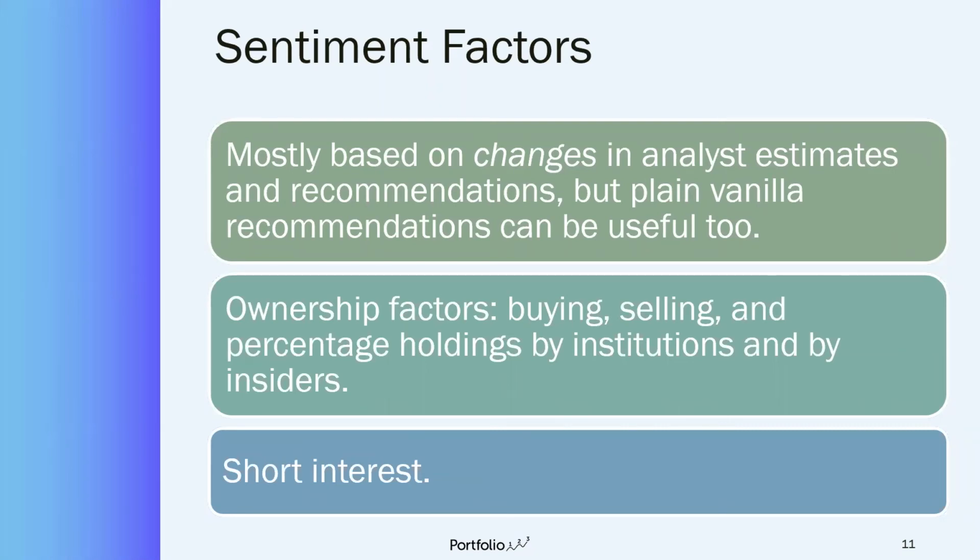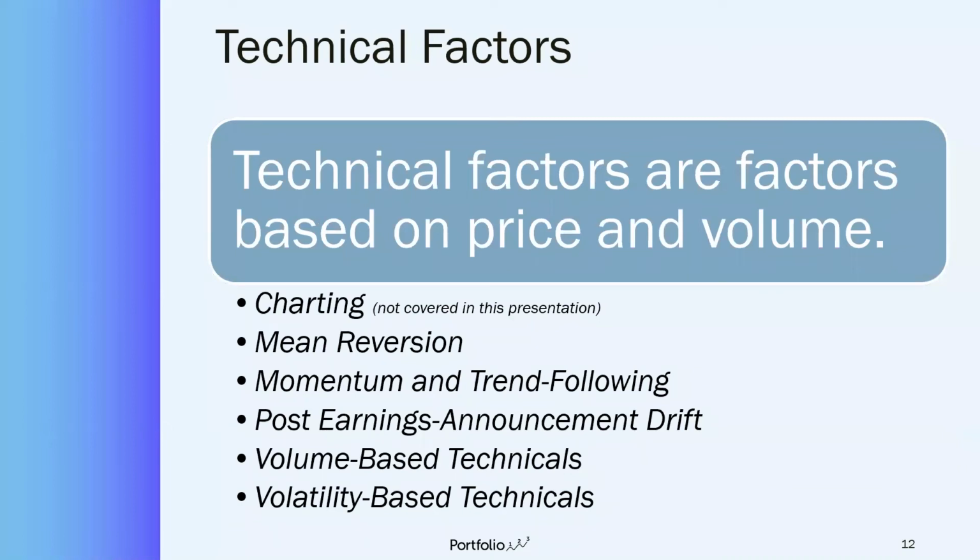Now, short interest can also be a valuable factor. It's a little hard to get, but we offer it in Portfolio123. So these are all good factors to take into account. Technical factors are a little more complicated. Sentiment factors are pretty straightforward, but technical factors, which are factors based on price and volume, are a little tricky. Now, they come in 6 general categories.